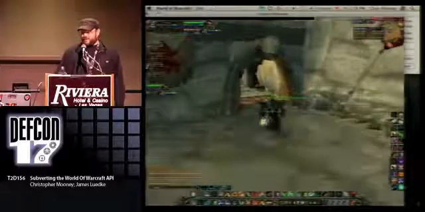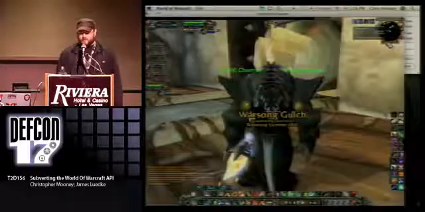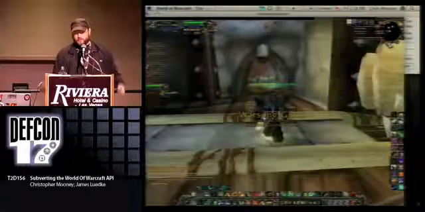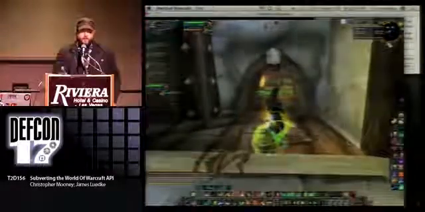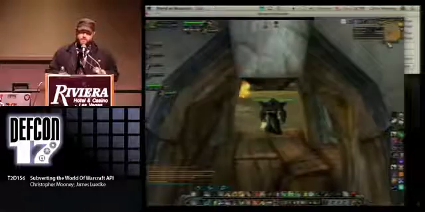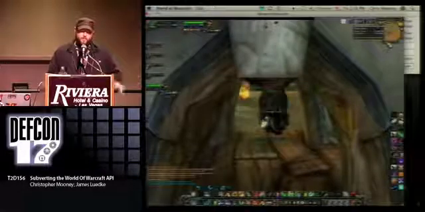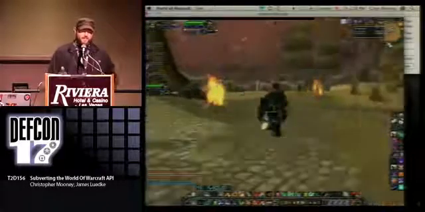We also have a priest, warlock, paladin, shaman. All of these classes work. If everyone dies, so if this was a DPS bot and it killed people, which is really funny because it does.